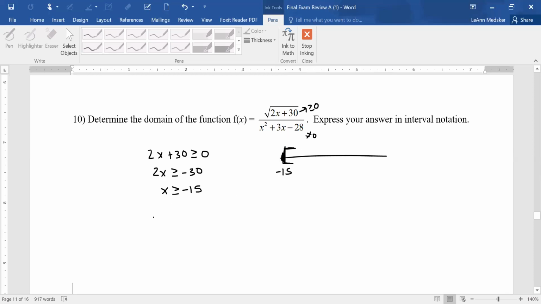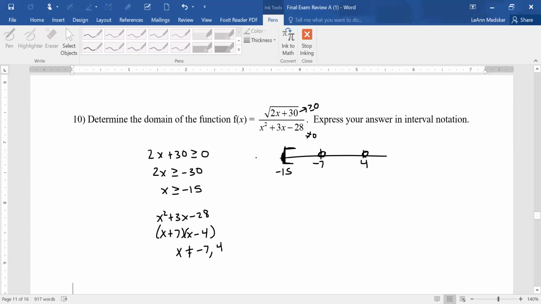And then this we would factor and see if there are any numbers that would make us divide by 0. Factors of 28 that have a difference of 3 would be a positive 7 and a negative 4, because that multiplies to negative 28. So x cannot equal negative 7 or 4. You would then think about where those should be placed on the number line. As long as they're on the right side, we need to make sure we omit them from this problem. So we're going to think about open circles, because those make us divide by 0.